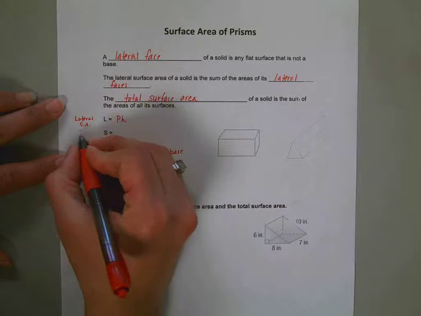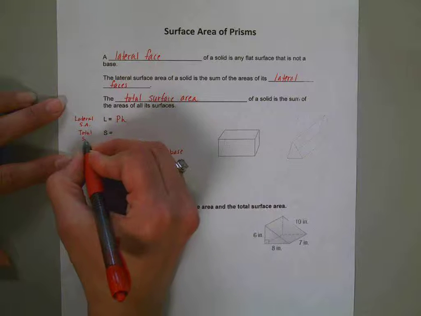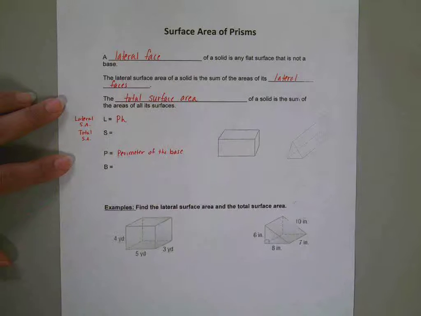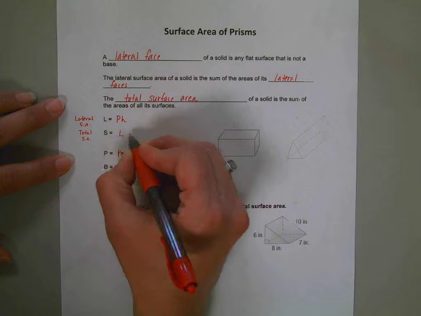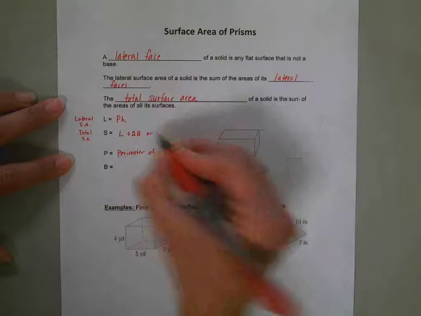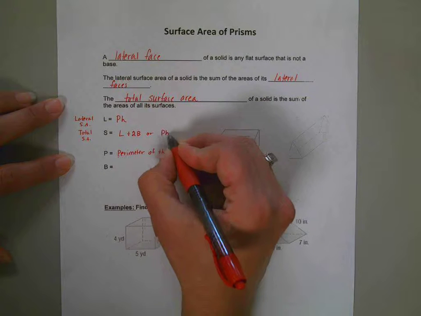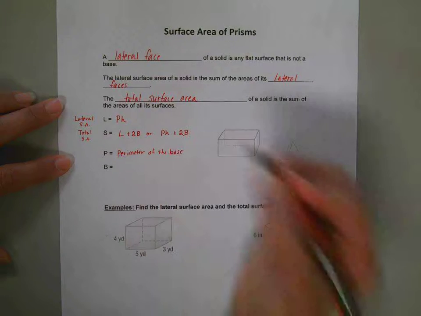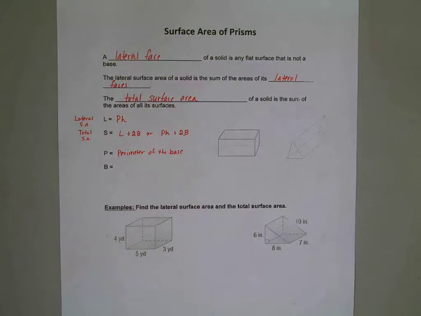S is going to be our total surface area. And for that, we can use two different formulas. We can do L, lateral surface area, plus 2 times the area of the base, or we can do PH plus 2B. If a problem asks you to find both lateral and total, you can find the lateral and then just substitute that in for the total.